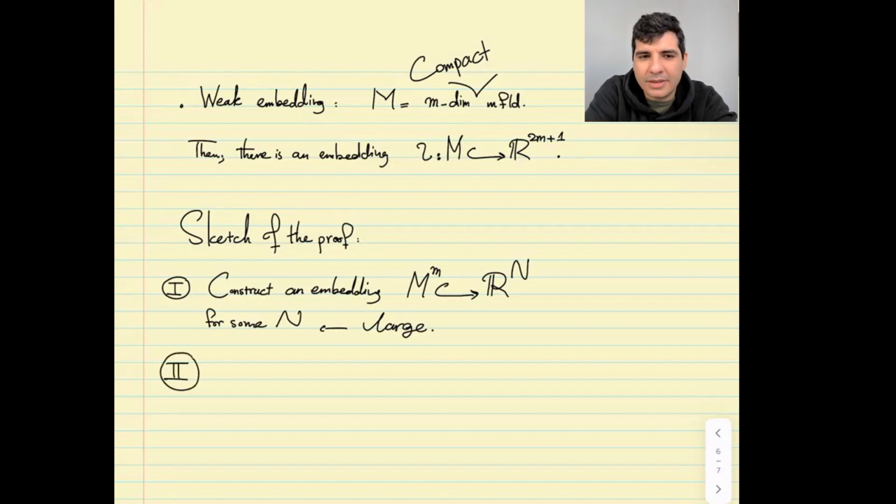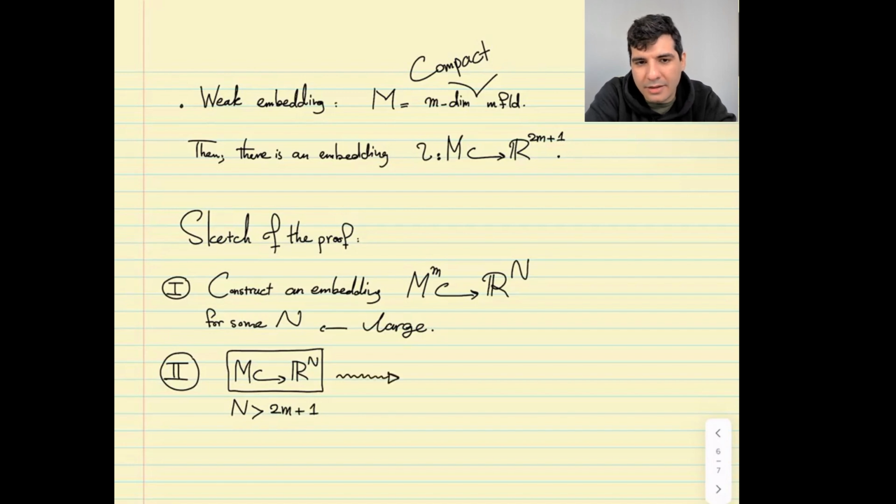The second step is to show, after we know any manifold, or here any compact manifold, can be embedded into some Euclidean space, as long as n is larger than 2M+1, there is a way to construct a new embedding using the previous one, where we would reduce the dimension of the Euclidean space. So we construct a new embedding into R^(n-1).